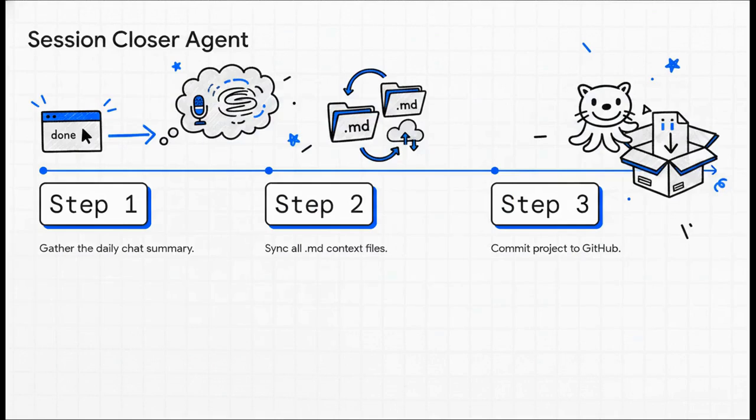And hey, when you're totally exhausted at the end of the day, you can deploy a custom session closer agent workflow to wrap things up. You literally just tell the terminal, hey, I'm done, and the agent springs into action. Step 1, it gathers a summary of everything you worked on today. Step 2, it automatically updates and syncs all of your markdown context files so they are perfectly ready for tomorrow. Step 3, it commits your entire project to GitHub, documenting the exact changes you made. It acts just like a personal project manager, making sure you never lose your place.